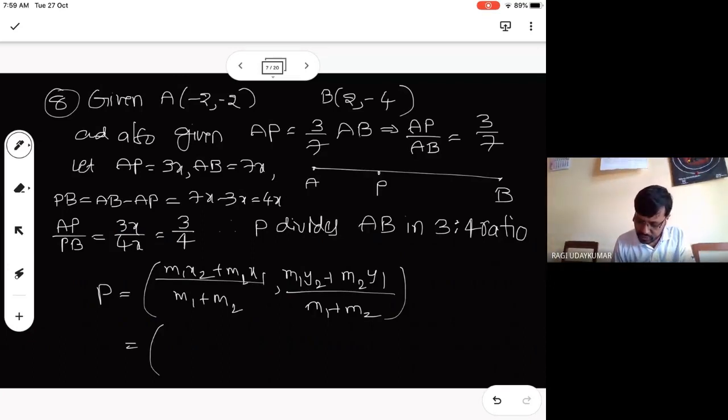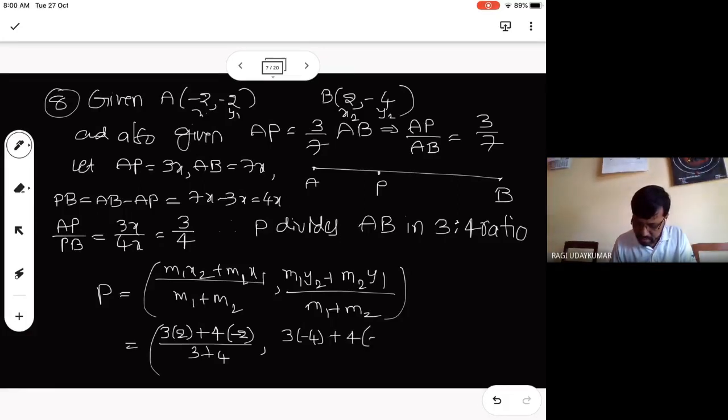Okay, M1 x2. What is this here? This is x1, y1. This is x2, y2. So what is M1 here? 3. M1 x2, so 3 into 2 plus M2 x1. M2 is 4. x1 is minus 2, by 3 plus 4. M1 is 3, y2 is minus 4, plus M2 is 4, y1 is minus 2, by 3 plus 4.